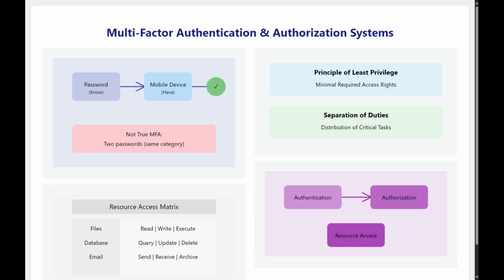Let's explore how multi-factor authentication operates in practice and its connection to authorization systems. Authentication often relies on mobile devices as a primary verification tool. The fundamental principle of multi-factor authentication requires two or more distinct categories of verification. For example, combining a smart card, something you have, with a PIN, something you know, creates a robust authentication system. Notably, using multiple elements from the same category doesn't constitute true multi-factor authentication.